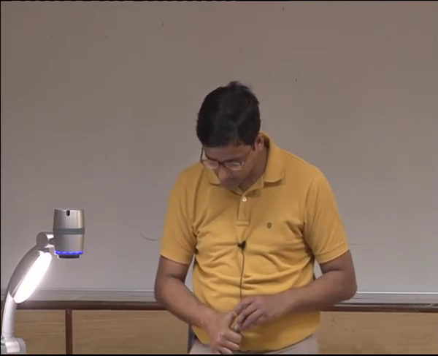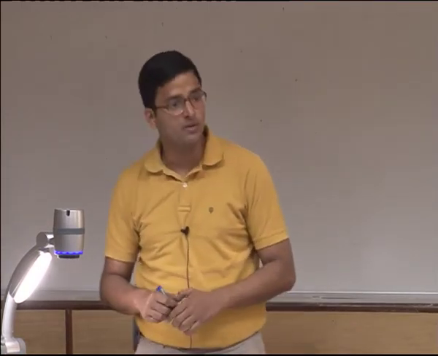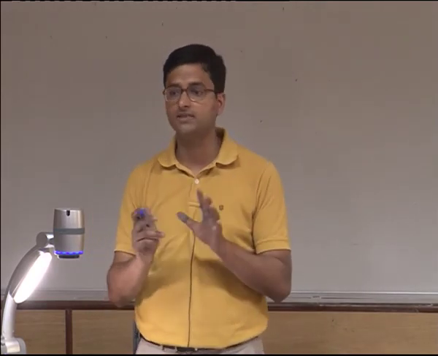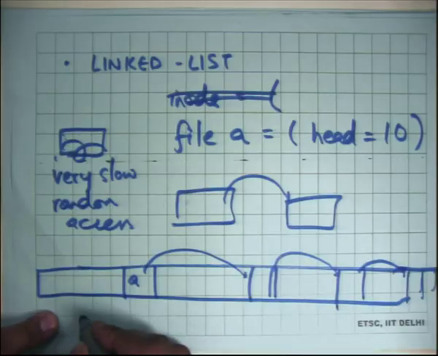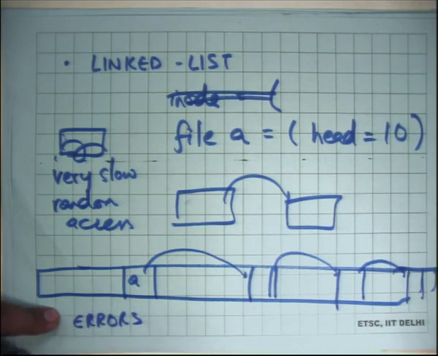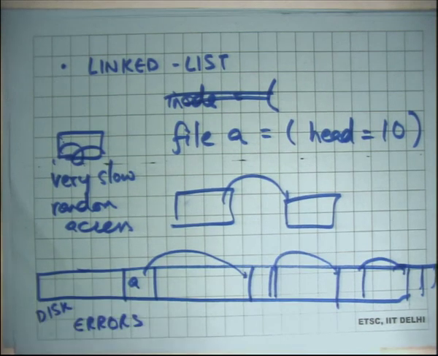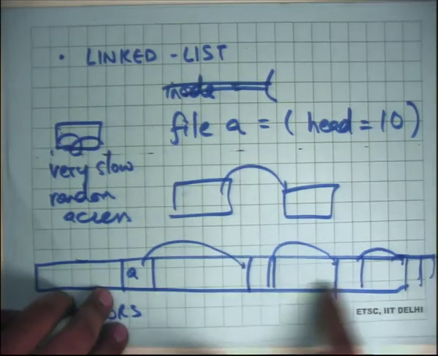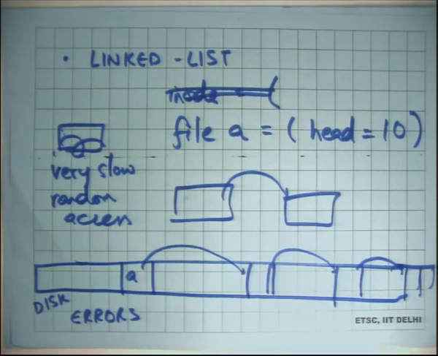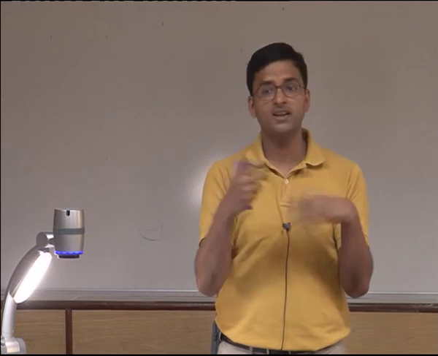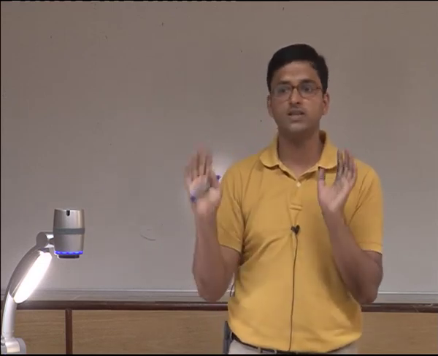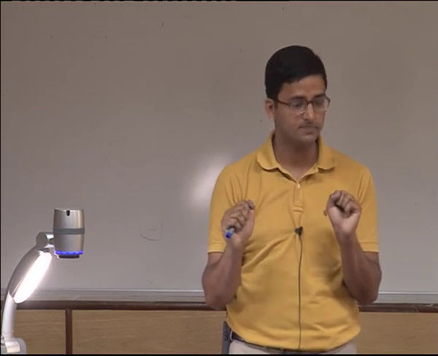Another important thing: apart from efficiency, the other thing you have to worry about in file systems is errors. Okay, so disk errors. For example, one block goes bad in your file. What does it mean? In the case of a linked list, if there's one block that goes bad, the entire file gets corrupted, right? Because you lose all the data. In the case of contiguous allocation, if one block goes bad, only that block's worth of data is lost. All the other data can be recovered, right? But in a linked list allocation, if one block goes bad, potentially the whole file goes bad. So you have to worry about that.